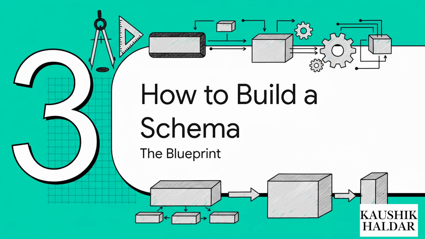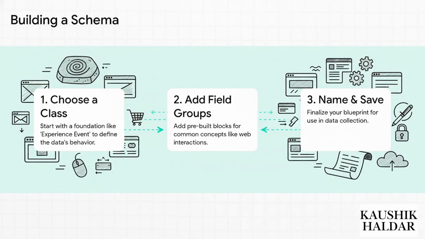Okay, this all sounds great in theory, but how do you actually build one of these data blueprints, or schemas, as they're officially called? Well, the good news is, it's a lot more like playing with building blocks than it is writing code from scratch. It's really just a simple three-step process. First, you lay the foundation by choosing a base class that defines what kind of data you're dealing with. For example, is it a customer action, like a page view or a click? That's an experience event. Easy.